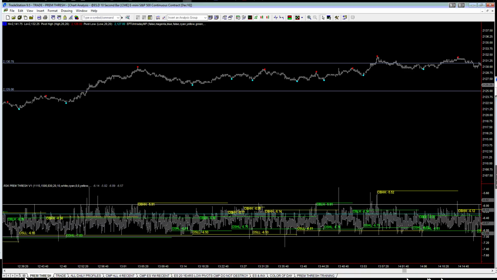Let's take a look at another example. Oh, and by the way, that was well over a 10-point move. 15-point move. All the way up to 30. Not bad.